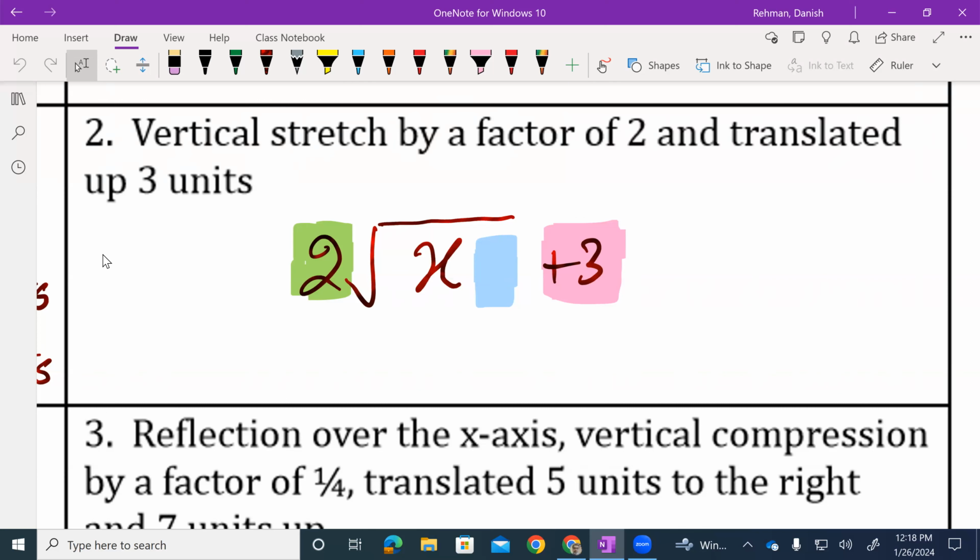From wording, you're getting the function. From the given function, you're writing the wording, and that's what the whole worksheet is on. Make sense? Everybody good?